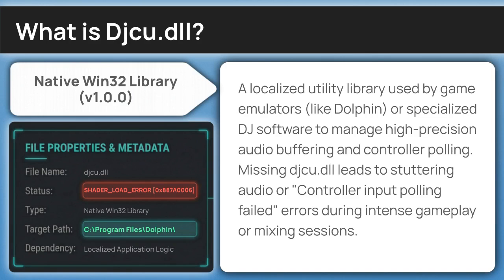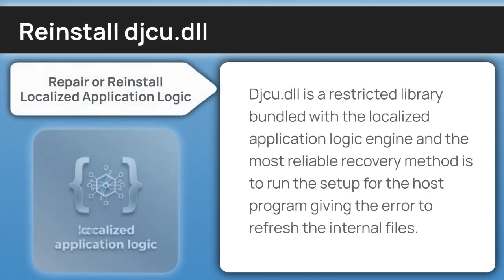Now that you're up to speed on the file's role, let's begin the repair process. Djcu is a restricted library bundled with the localized application logic engine, and the most reliable recovery method is to run the setup for the host program, giving the error to refresh the internal files.